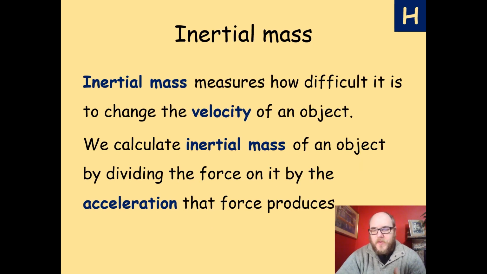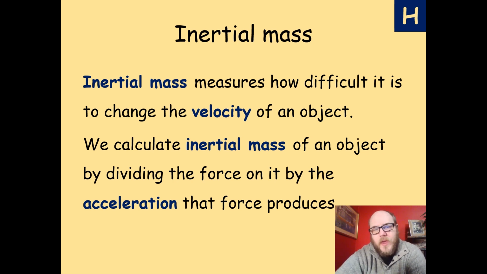All right, so we've discussed forces and Newton's second law in terms of the force being related to the mass of an object and the acceleration of an object. Now, if we change this around a little bit and have mass as the subject of our equation, mass is equal to force divided by acceleration. Now, we use the term inertial mass to describe this. The inertial mass measures how difficult it is to change the velocity of an object.